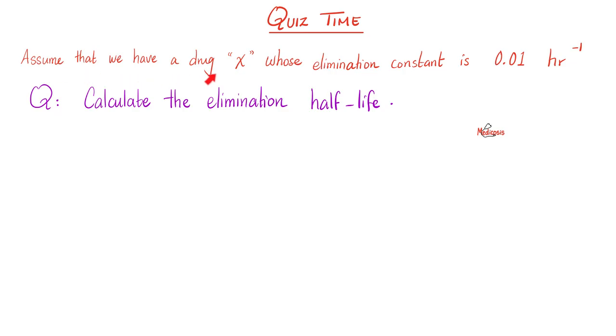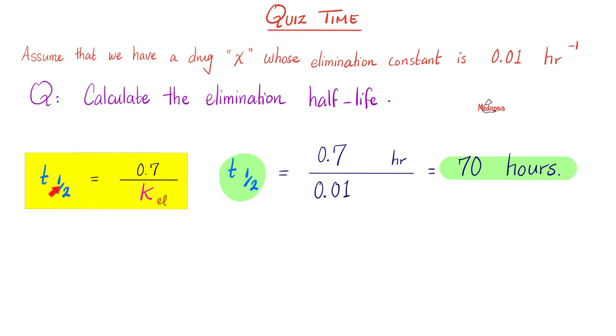Quiz time. Assume that we have a drug, let's call it X, whose elimination constant is 0.01 hour to the power negative 1. Please calculate the elimination half-life. Easy. Use the equation T-half equals 0.7 over the K elimination. Therefore, T-half equals 0.7 over 0.01. Hour to the negative 1 here can go up and become just hour without the negative 1. Get the reciprocal. 0.7 over 0.01 equals 70. 70 what? Hours.